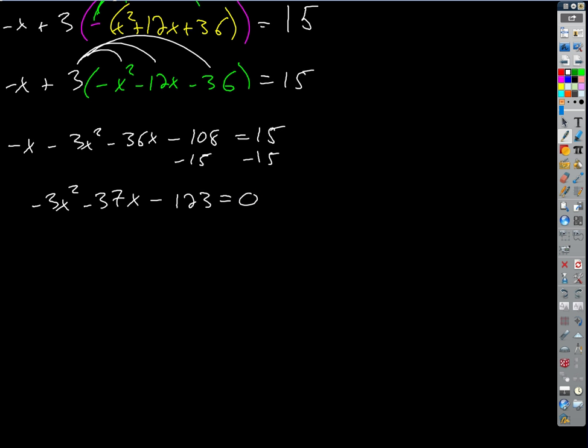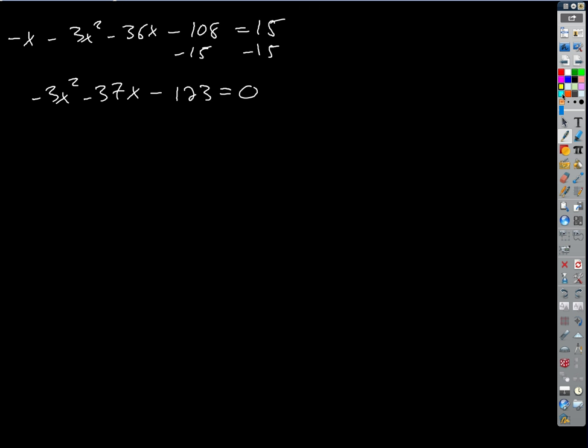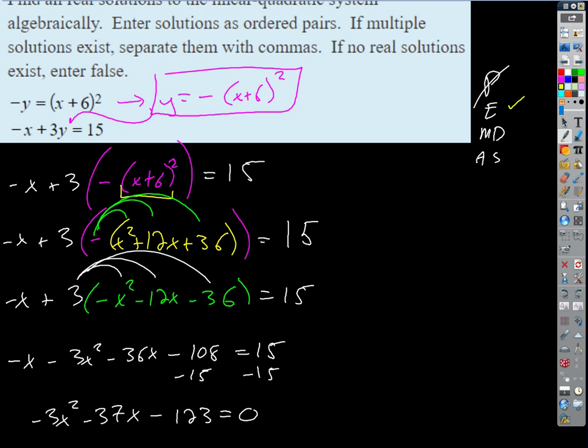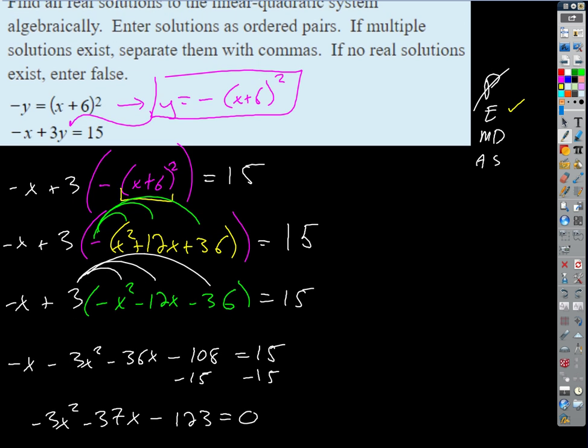What's the one last thing I'd want to do to this? Well, no, but what's wrong with that? What's wrong with A? There's 3 x's. A is negative. I want to multiply both sides by negative 1, don't I? To make it positive, yes, and change all the signs. So this one would become a positive 3x squared plus 37x plus 123 equals 0. That looks terrible, right? But keep in mind, if no real solutions exist, enter false.